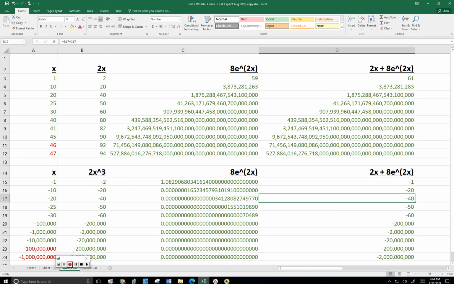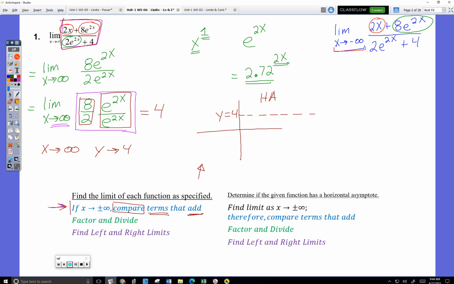That as x is approaching negative infinity, this exponential right here, the green, becomes very, very insignificant compared to the red. So the green here is going to become very, very insignificant compared to the red. Question. So as x is approaching negative infinity, here's my result. I am finding now the limit as x approaches negative infinity of 2x.